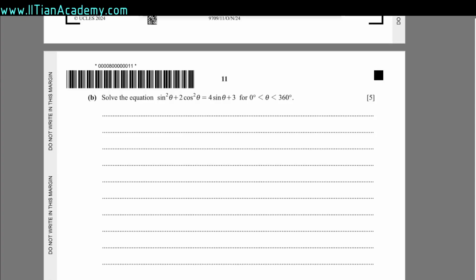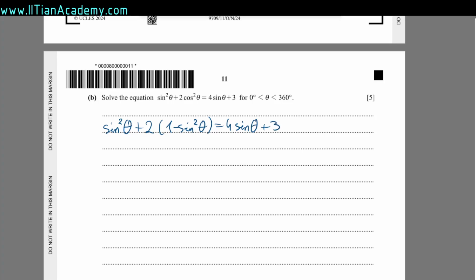So in question 8b, we're given this equation and we just solve it for theta being in between 0 and 360, which means that we can be in any of the four quadrants. So let's just rewrite this in terms of sine theta. So we know that sine squared theta plus 2 times cosine squared theta, just like in the previous question, is 1 minus sine squared theta. This is 4 sine theta plus 3.